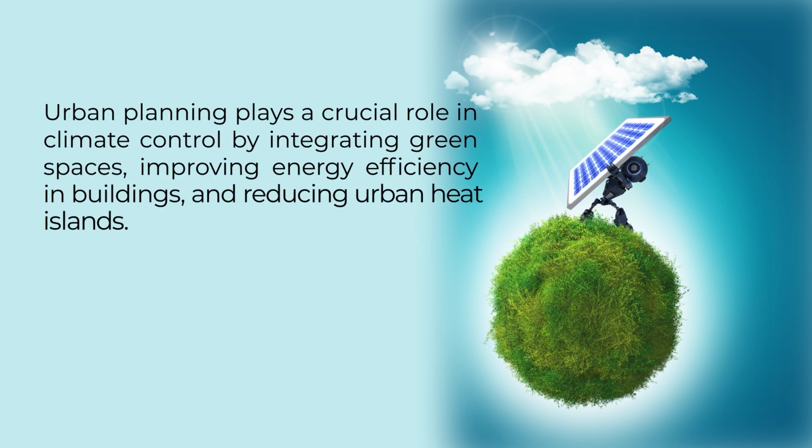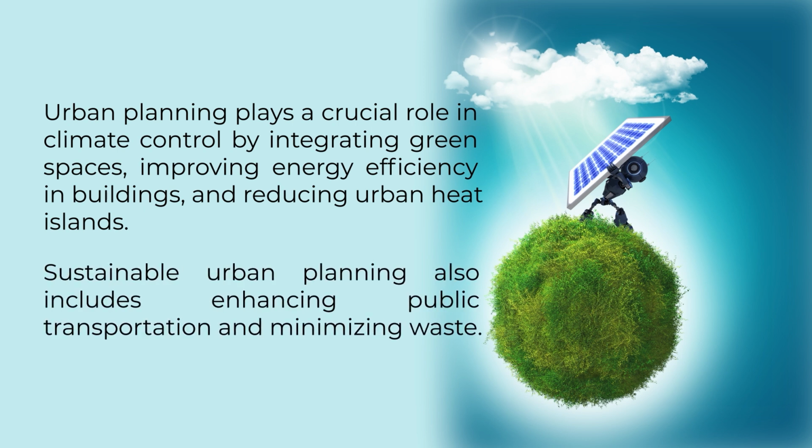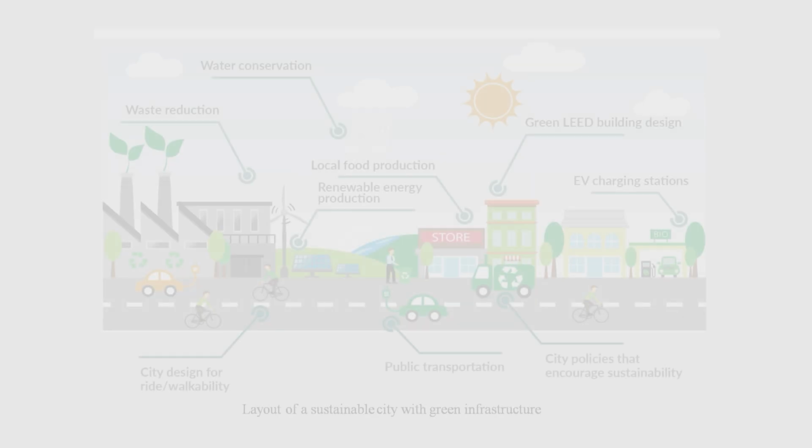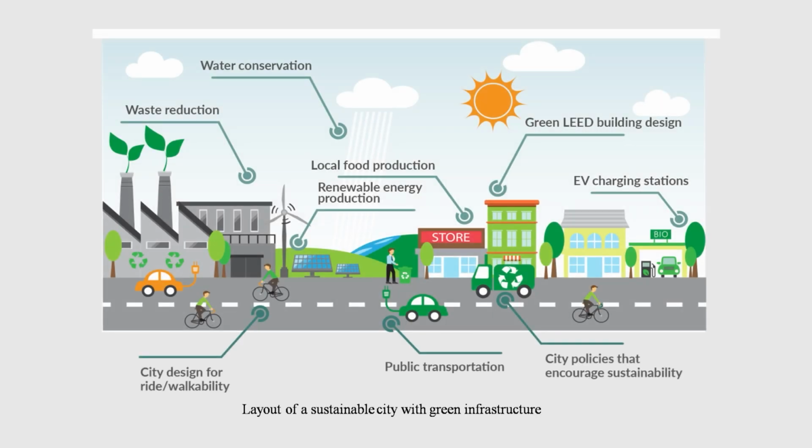Urban planning plays a very crucial role in climate control by integrating green spaces, improving the energy efficiency in buildings, and reducing the urban heat islands. Sustainable urban planning also includes enhancing public transportation and minimizing waste. How can you see that? Here is an example of sustainable urban planning.